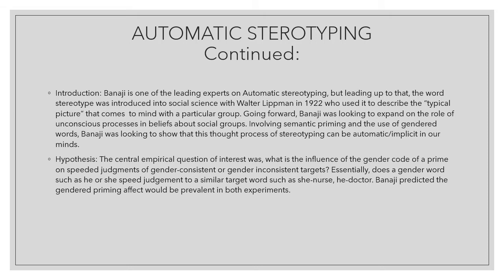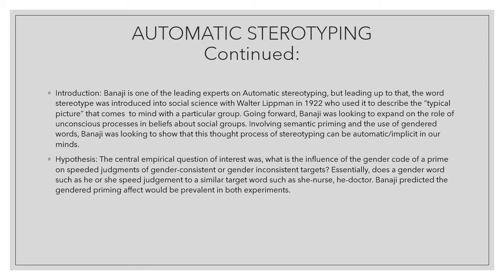Semantic priming is basically when you hear a word and think of a word that comes to mind after that. For example, using the word prime, a word that you may think of after that is minister, prime minister, or prime paint, or paint primer. So it's like evolving one word with another. Banaji was looking to show that this thought process of stereotyping can be automatic and in our minds.